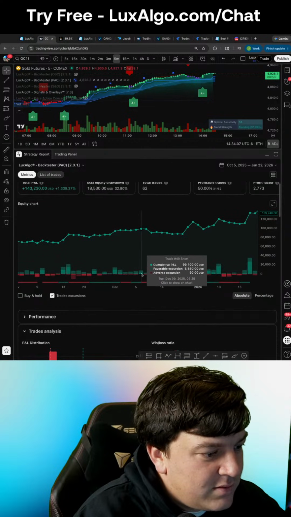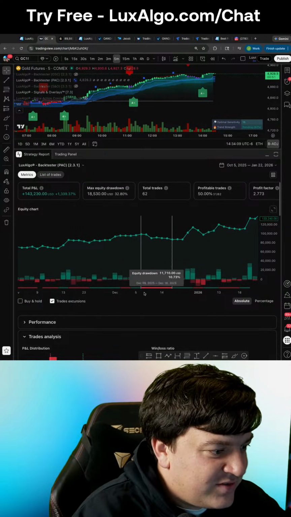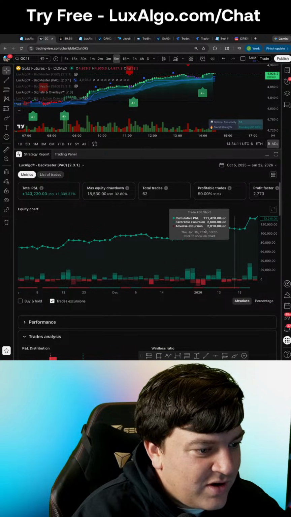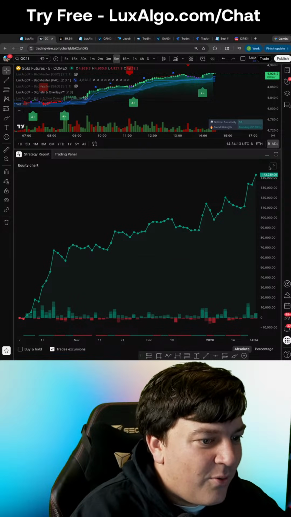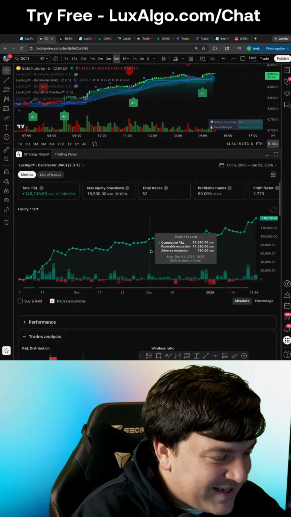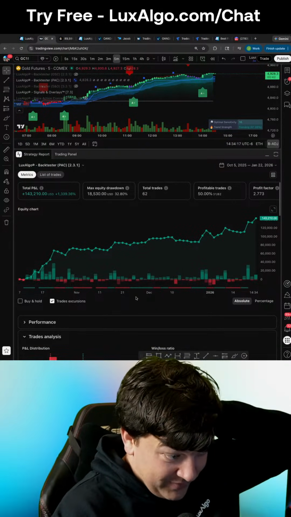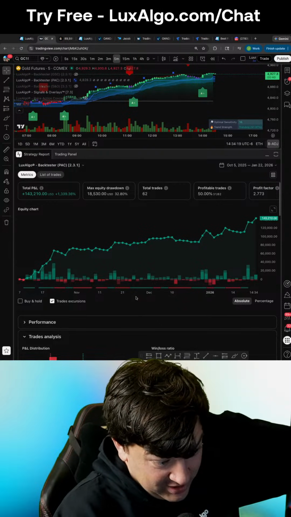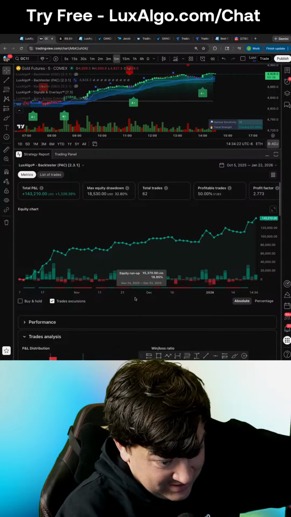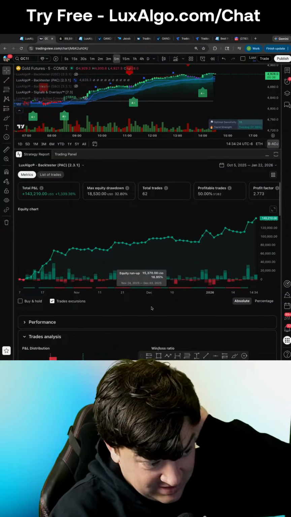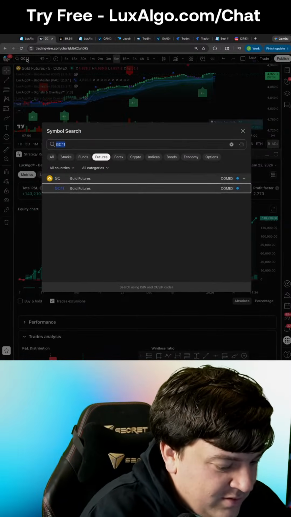Here we go. Goodness gracious. If you had this thing trade minis, oh my gosh, you would be up 1,300% on this strategy. That's nuts. We have it trading micros.